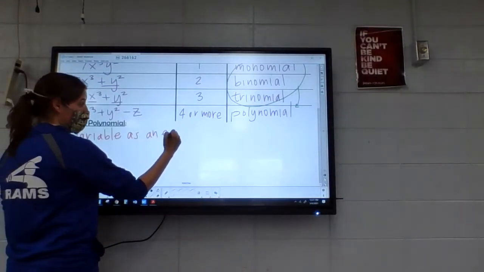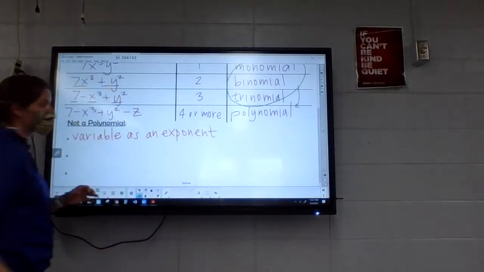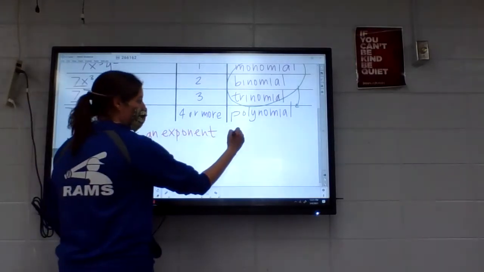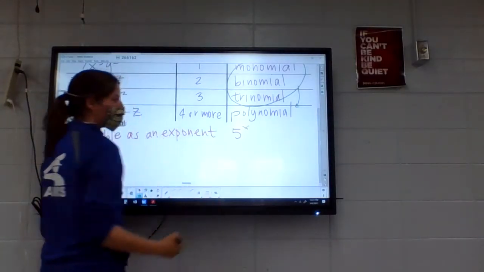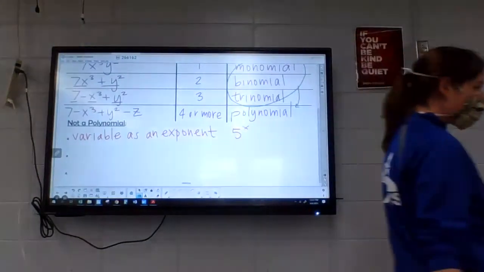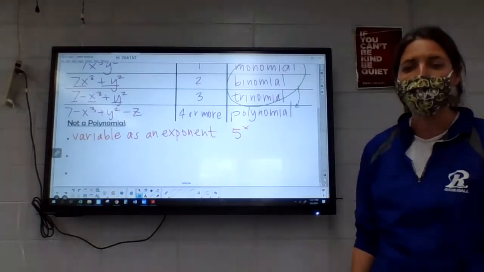One thing we can't have is a variable as an exponent to be a polynomial. So these are all things that aren't polynomials. An example of that is 5 to the x power. That's a real function, something we can use in math, but it's not a polynomial. We use 5 to the x power later down the road in math, but we're not going to use that today in this section. So that's not considered a polynomial.